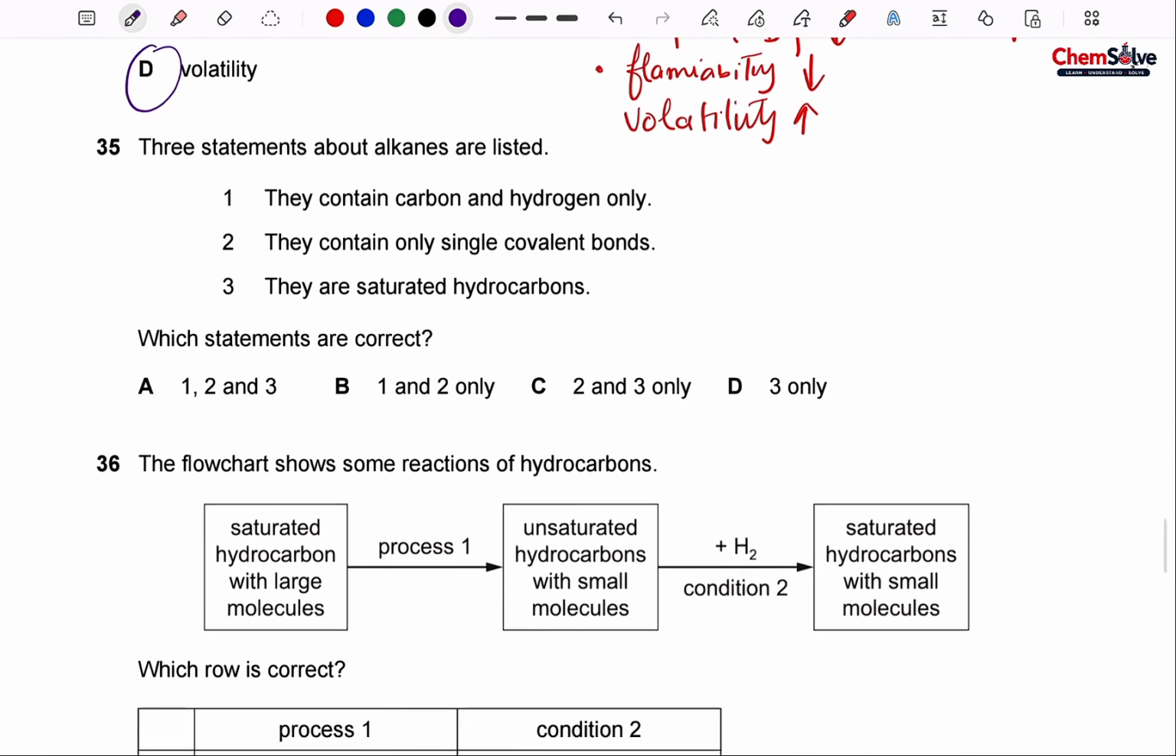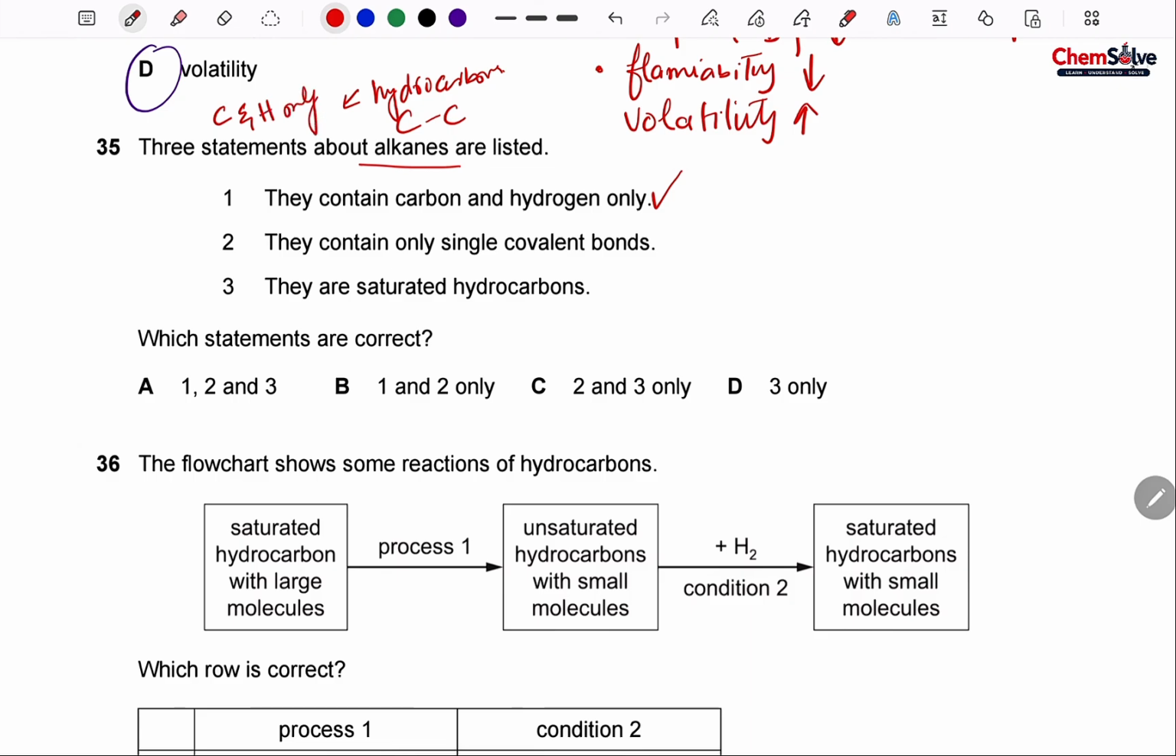Now question number 35. 3 statements about alkanes are listed. Okay. Alkanes are saturated hydrocarbons. Carbon-carbon single bond. So the first statement says they contain carbon and hydrogen only. Yes, they are hydrocarbons. What are hydrocarbons? Compounds of carbon and hydrogen only. So this statement is correct.